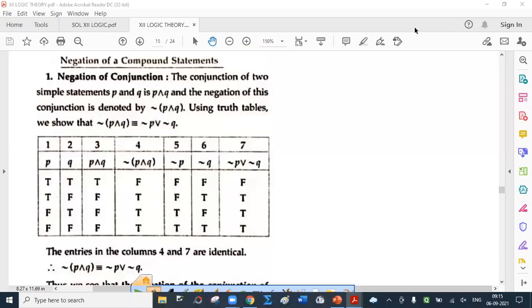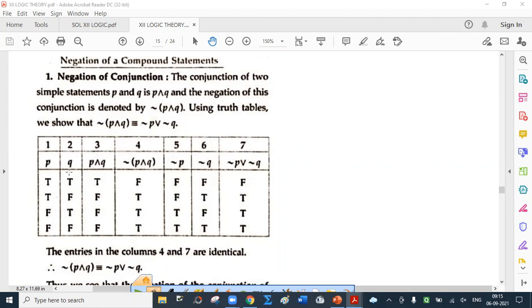As I said, the results can be proved by constructing a truth table. See the negation of conjunction. We have just defined, or in fact we have written, that the negation of P and Q is not P or not Q. See, the table is constructed.